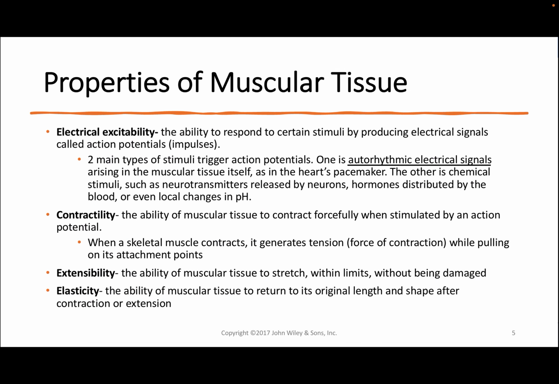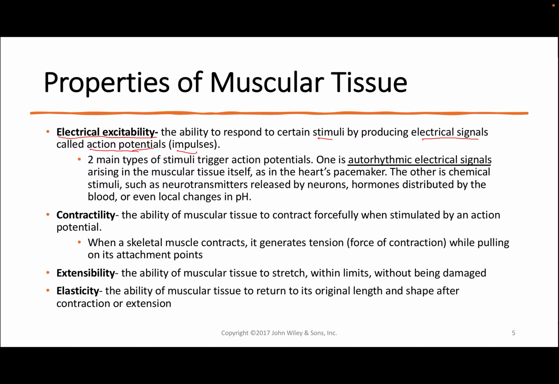We then have some distinct properties that we associate with muscle tissue. For one, we've got electrical excitability. This is a really cool property. This is essentially the ability to respond to various types of stimuli by producing electrical signals, and these are known as action potentials, also sometimes called muscle impulses. I generally will refer to them as action potentials.